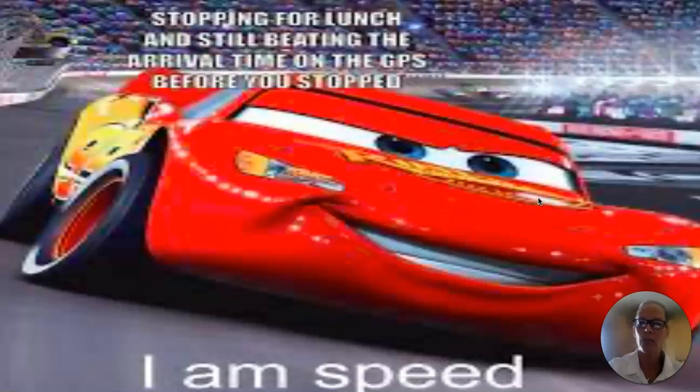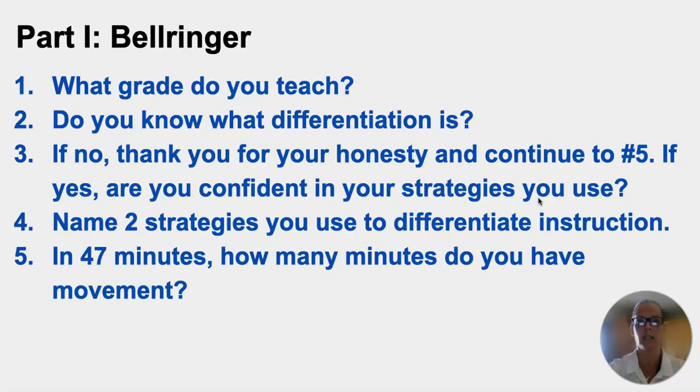I am very much that person. When Siri tells me that it is 42 minutes for me to get to Chick-fil-A, I'm going to make it in 35 because I'm hangry.